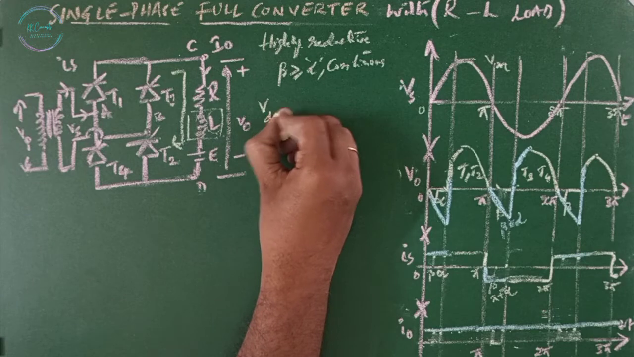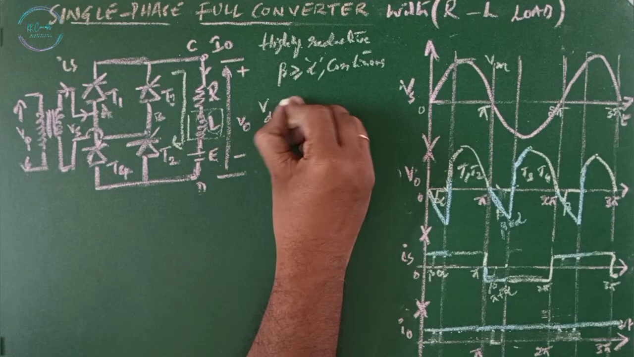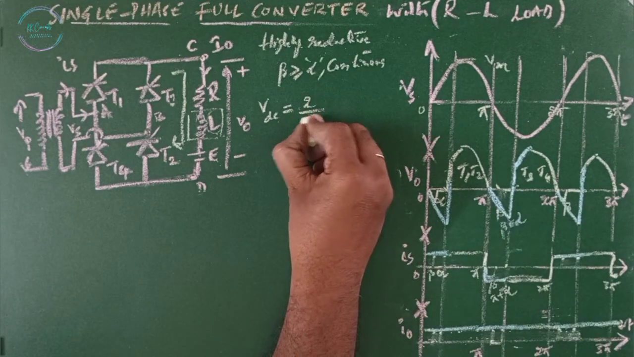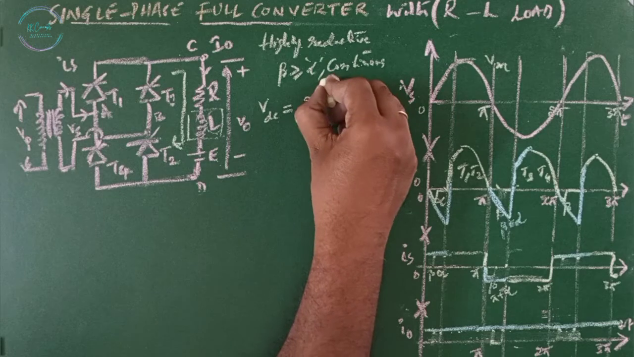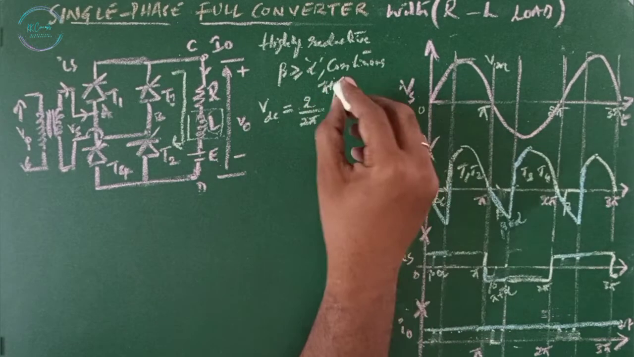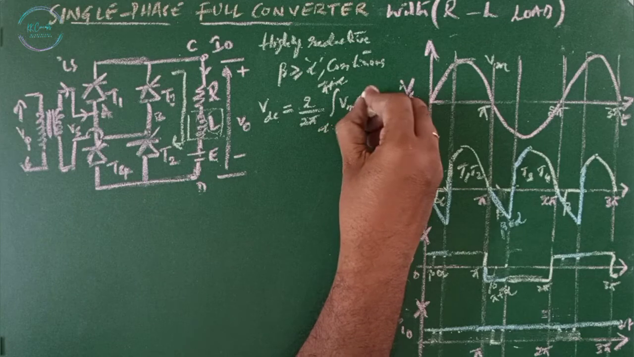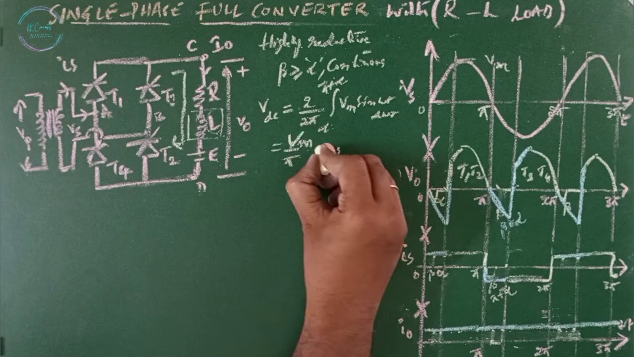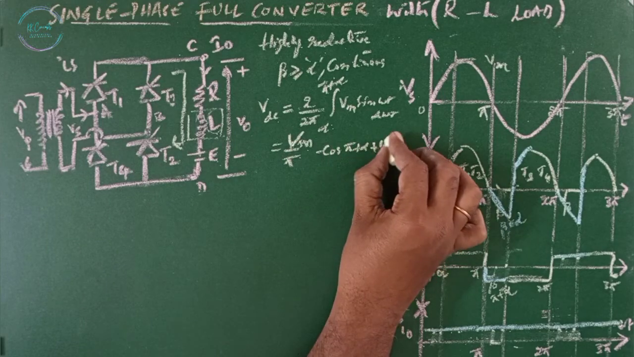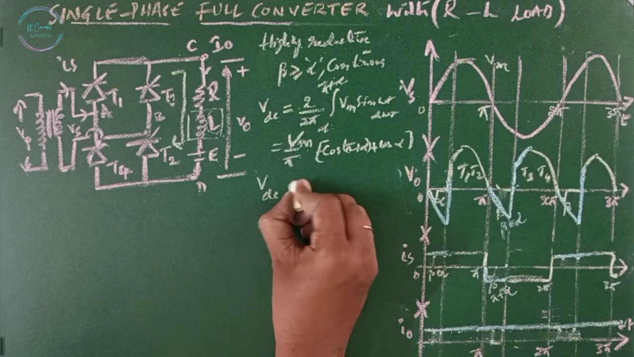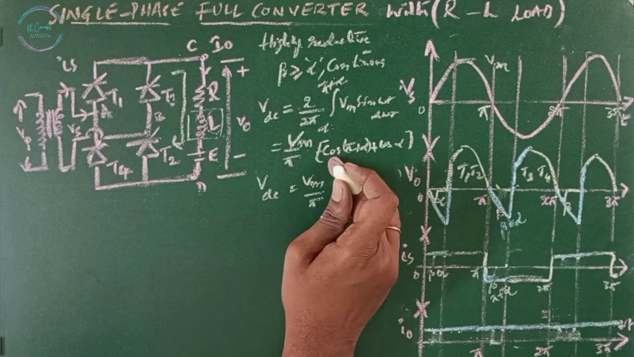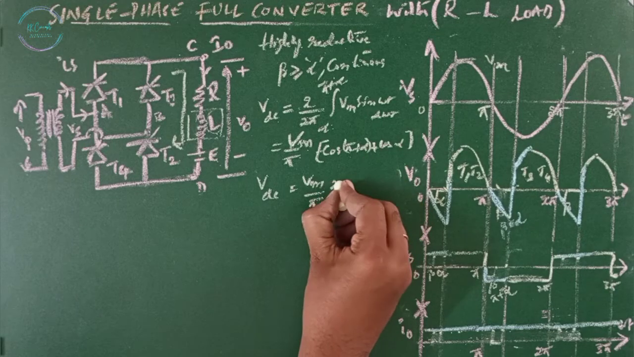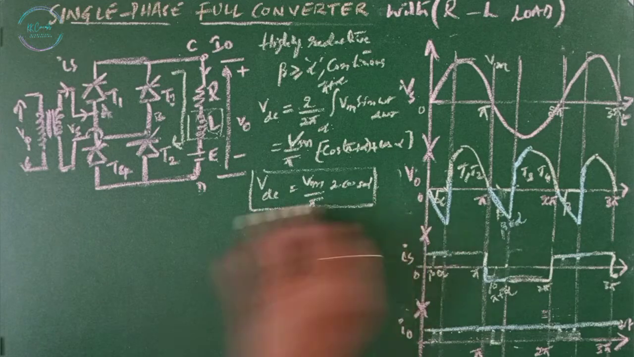The VDC, or average output voltage, is given by, considering the complete 2 pi value, 2 times 1 by 2 pi integral alpha to pi plus alpha, since alpha equals beta, Vm sine omega t d omega t. Now Vm by pi times minus cos of pi plus alpha plus cos alpha. VDC equals Vm by pi times cos alpha plus cos alpha, which is 2 cos alpha. This is the average output voltage.